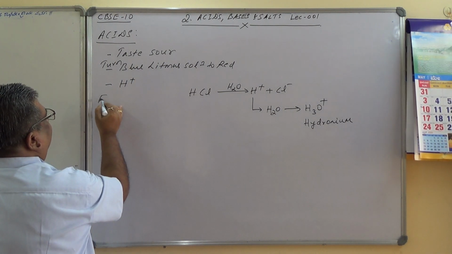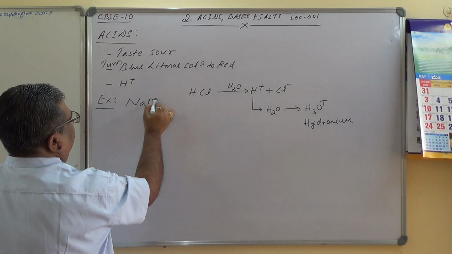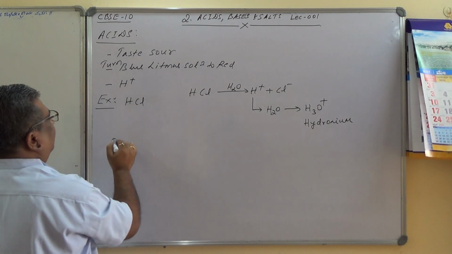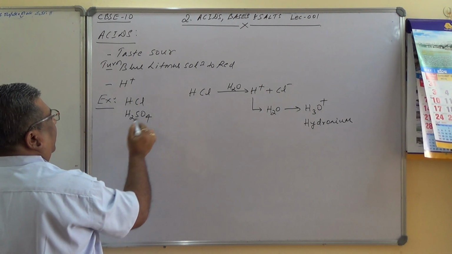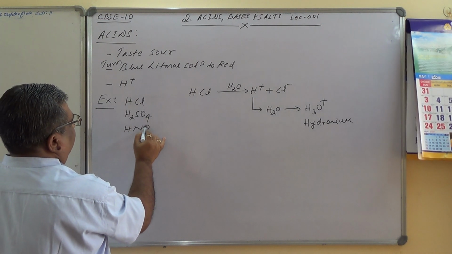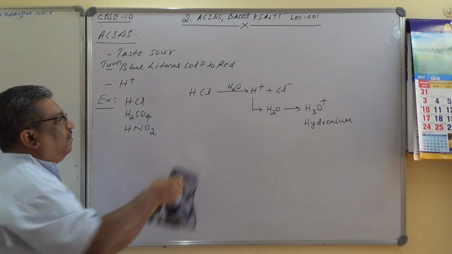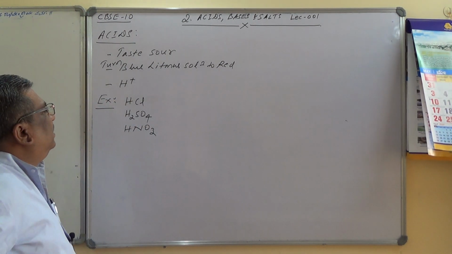What are the examples of such acids basically? Let us take hydrochloric acid, HCl, H2SO4 and HNO3. Yeah, these are some of the examples for acids. Now similarly, how do you define the bases?